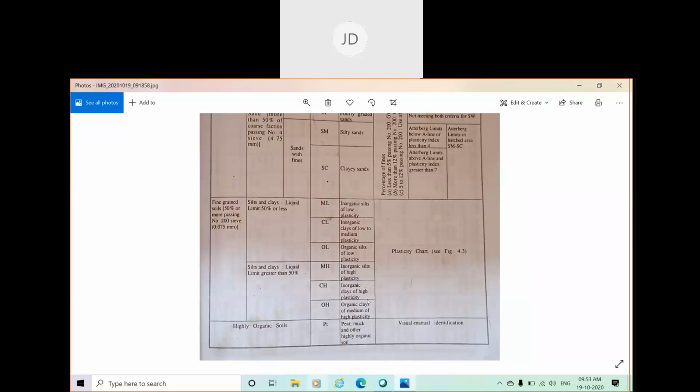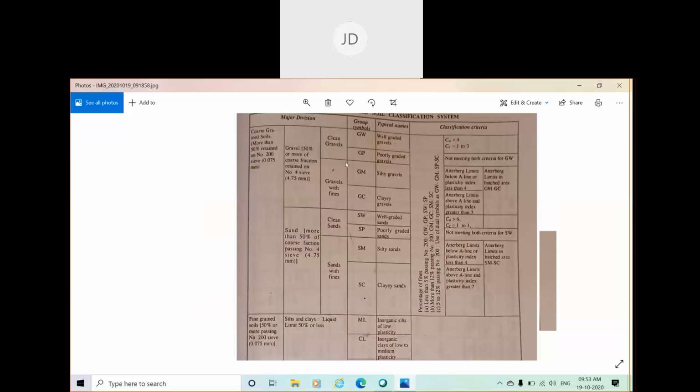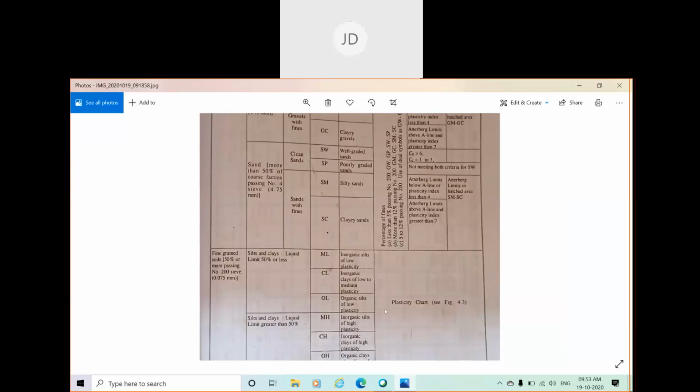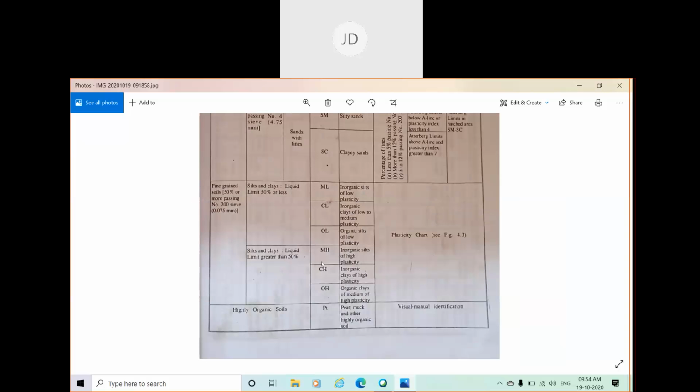Definitions are also given here. What is the reason for giving GW, why it is given GP, every detail is given here. Whatever I have discussed till now is summarized in this tabular format. How to classify whether it is well graded or poorly graded is also given here. For gravel, Cu is more than 4 and Cc must be between 1 and 3. For sand, Cu must be greater than 6, and Cc must be within the limit of 1 to 3. It is better if you understand this table, as it is very useful for you.